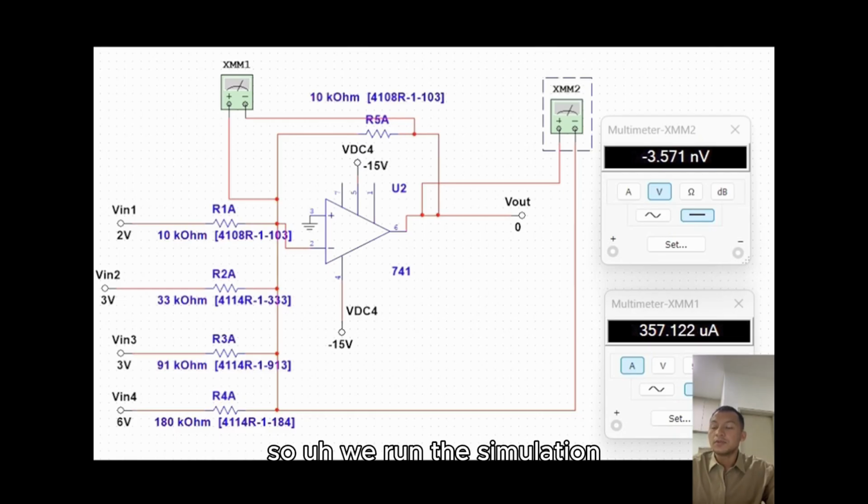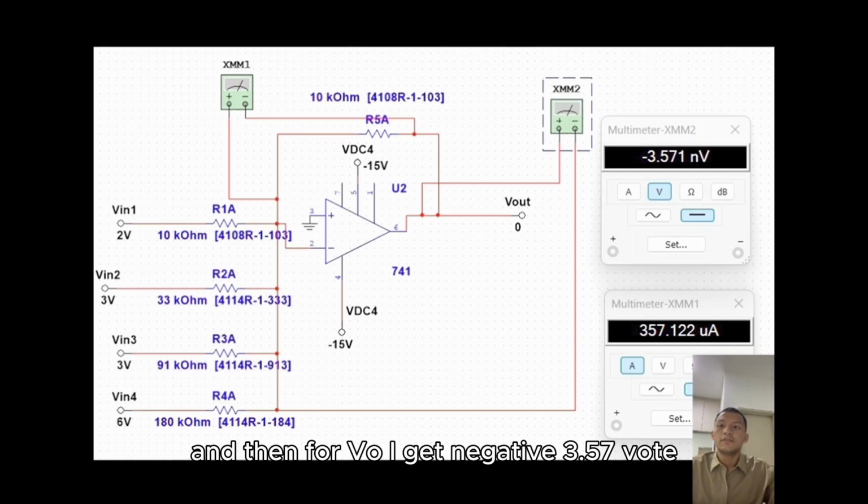So we run the simulation. I got 357.122 microampere for current IRF, and for Vout I get negative 3.57 volt.